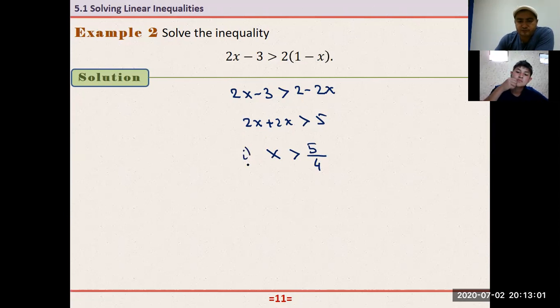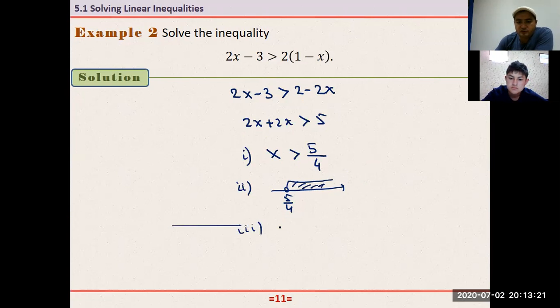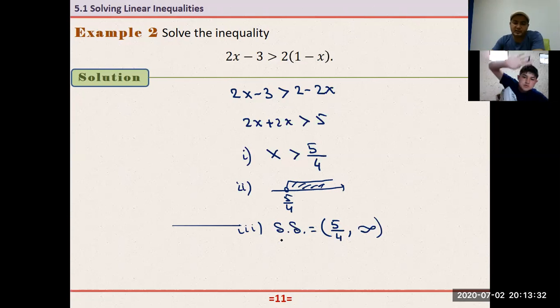That is a solution. But in some books, they may ask you to illustrate your answer on the number line. At that time, you should draw a number line, right? Here we have 5 over 4 and all the numbers to the right. So that is a solution. And the third form of the solution is set form. Solution set is from 5 over 4 to positive infinity. That means that if you pick any number from here and substitute here, this will be greater than this.